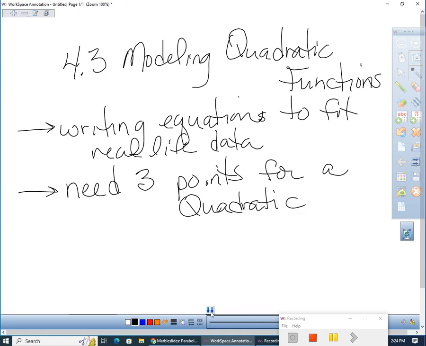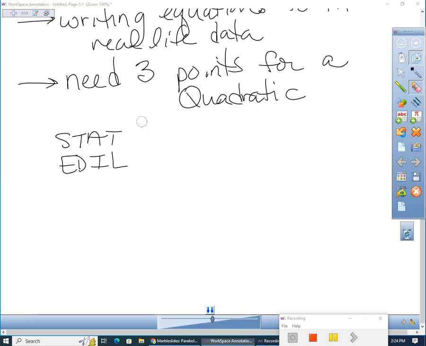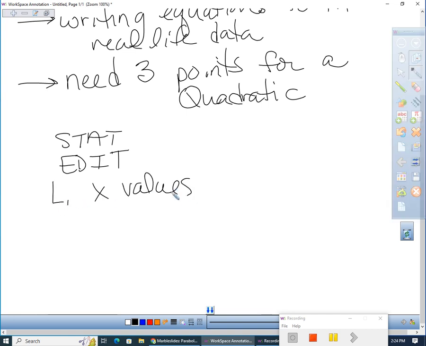Now, just like we did before, this is what we're going to do today. You are going to go into Stats, into Edit. Edit. You're going to go into List 1 and put your X values. You're going to go into List 2 and put your Y values.